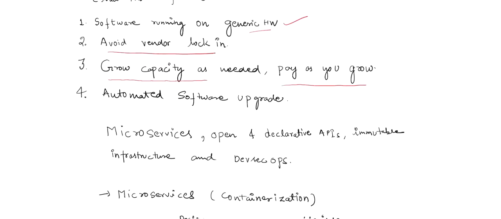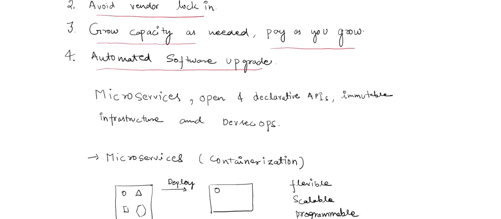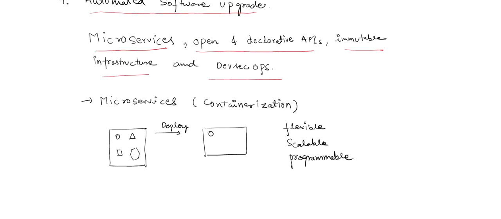And it's a very important feature that there should be automatic software upgrade. Automation, in short, automation should be there. Any software upgrade is needed or any kind of changes is needed, so that should be automated on the cloud. So few things are important parts of cloud, that is microservices, open and declarative APIs, immutable infrastructure, and DevSecOps. These are a few important building blocks of a cloud. So let's understand one by one what they are.